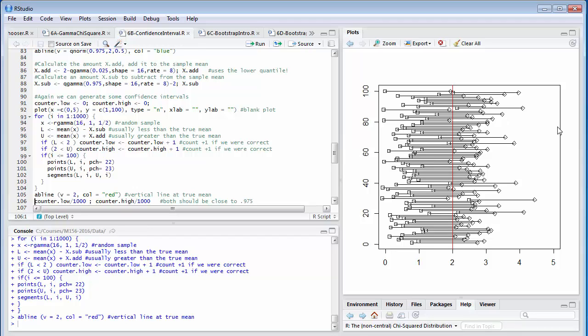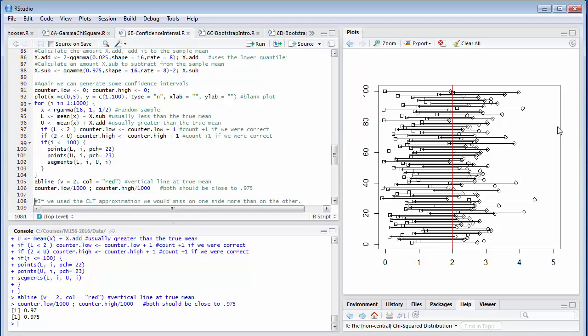And if we take the low counter and the high counter and divide by 1,000, we see we came out fairly close to our target. Roughly 97% of the time, both ends were correct.